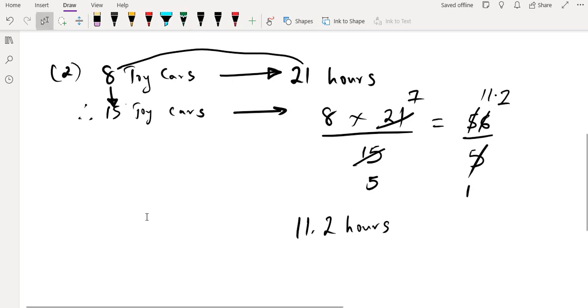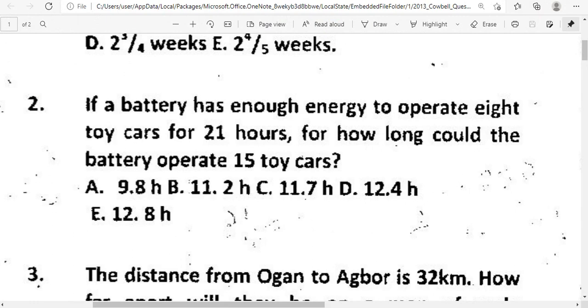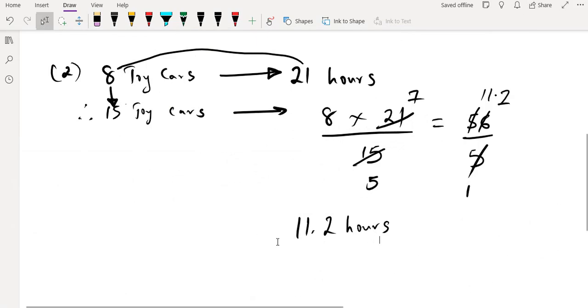Is that how they left the answer? Yes. Okay, but if I want the answer in hours and minutes, what will it be? I want the answer in hours and minutes. Convert. 11 hours, 12 minutes. Hours and minutes.